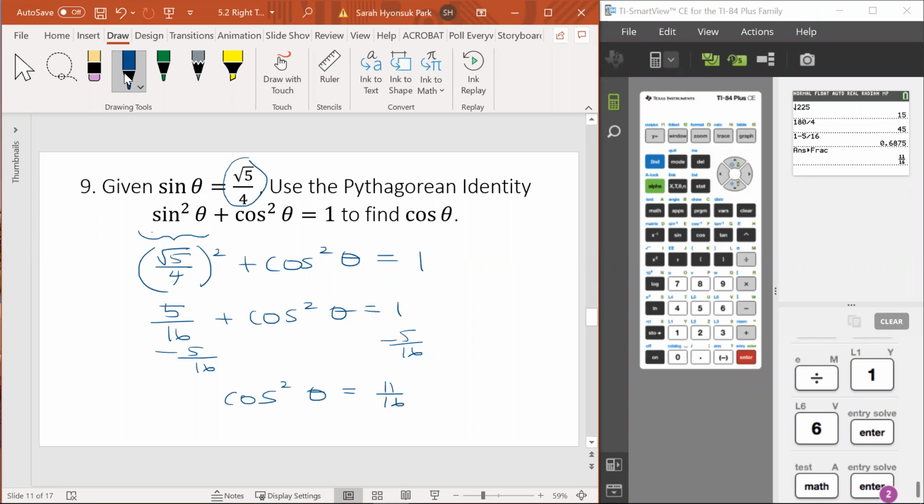And to get rid of the square, take the square root of both sides. So cosine theta is equal to square root of 11 over square root of 16. Square root of 11 is not a perfect square, so let's just leave that at 11. And square root of 16 is 4. So there is cosine of theta. It's square root of 11.